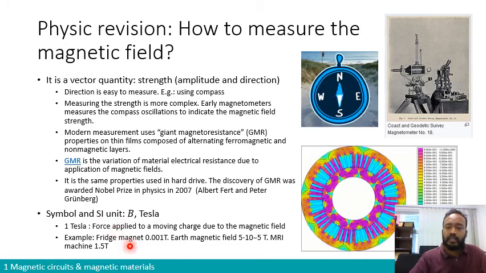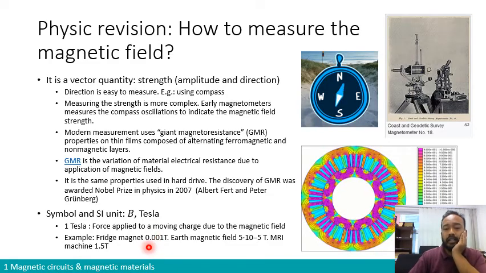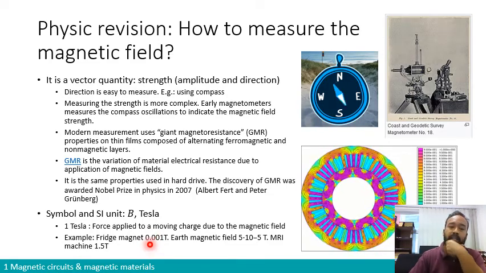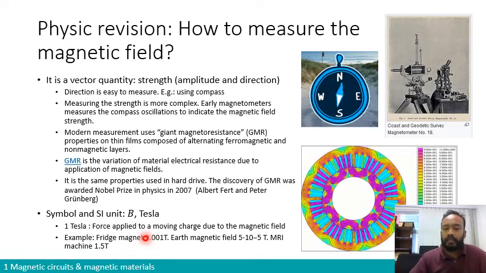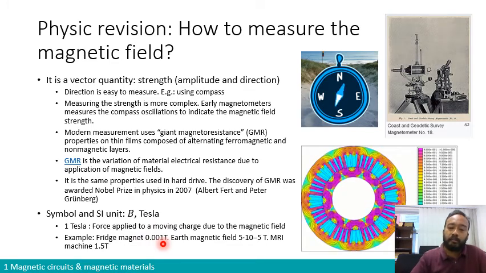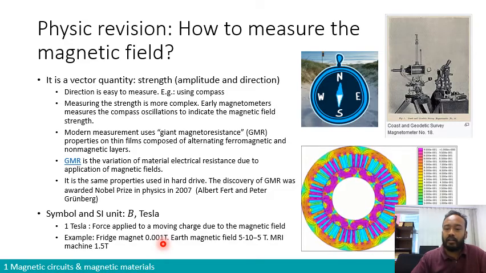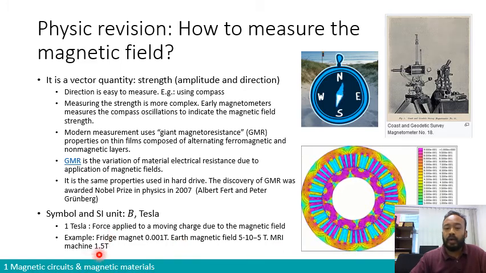Just for example, your fridge magnet has a magnetic field, or what we call flux density. We'll talk about those terms later, but for the moment, the magnetic field created by a permanent magnet on your fridge is in the order of 1 millitesla, so it's very, very small. The Earth's magnetic field is of course far smaller, at 5 times 10 to the power minus 5 Tesla. In comparison, a higher magnetic field is an MRI machine, at 1.5 Tesla.